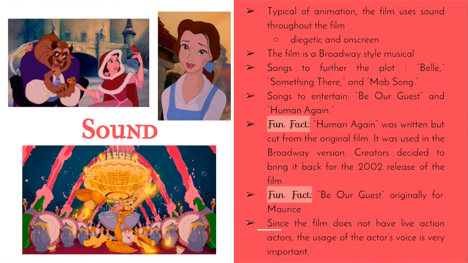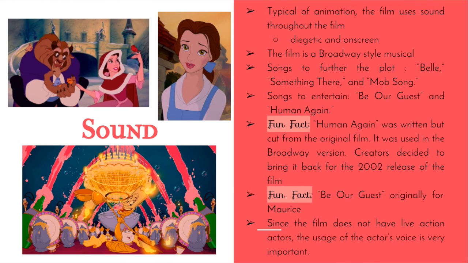And next off, we're going to talk about sound. So most animated films naturally focus a lot on sound. It's quite important. So in Beauty and the Beast, we use a lot of diegetic and on-screen sounds. And there aren't many non-diegetic sounds, though there are some off-screen sounds. So the film is a Broadway-style musical, which is unique from other Disney films.